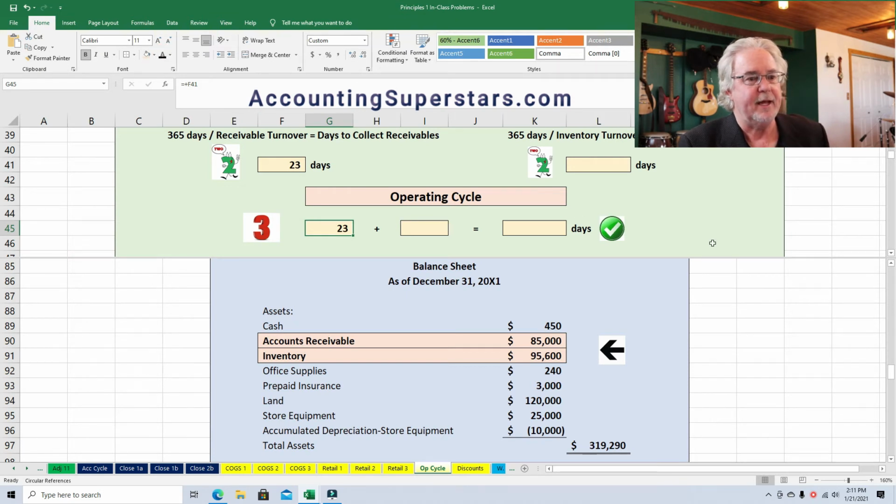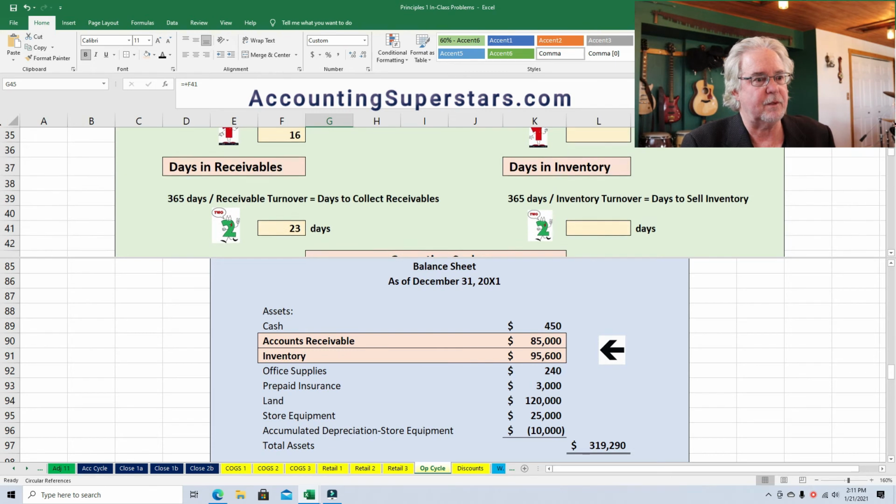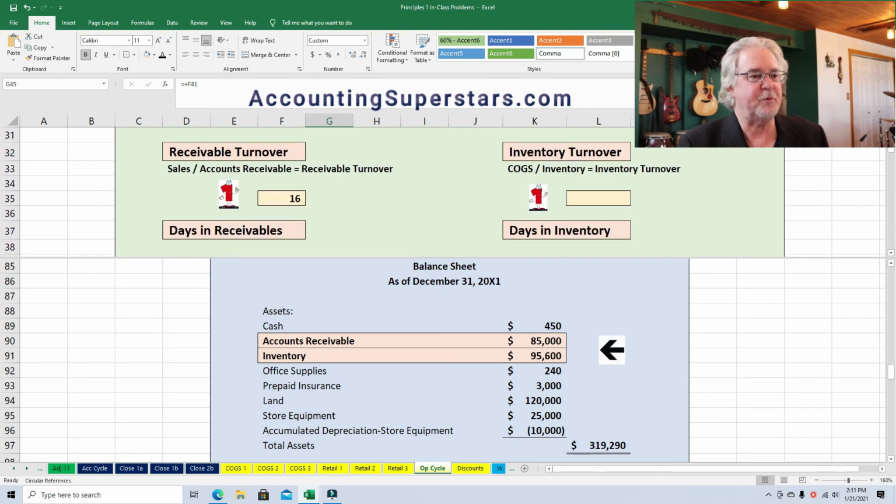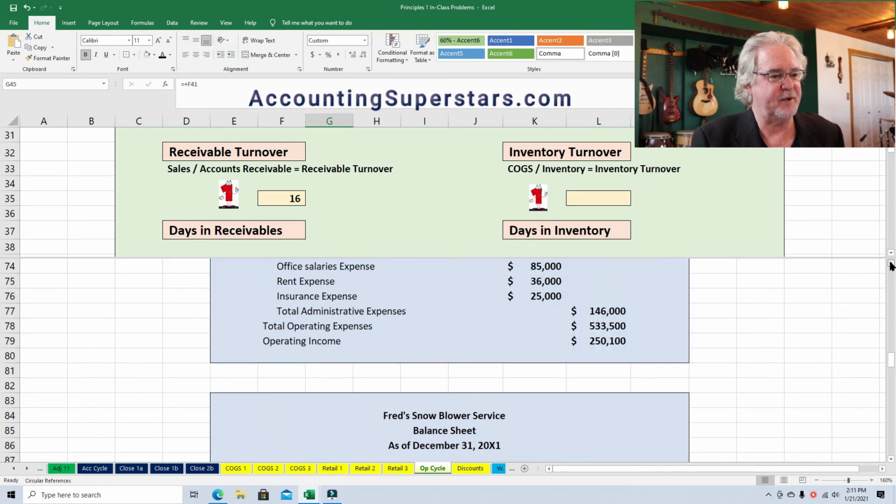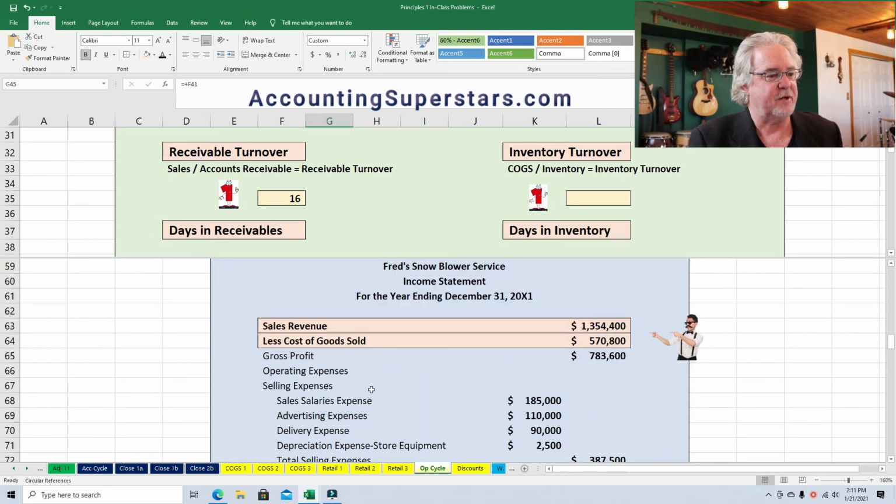All right. Now let's go over here to the inventory. So step number 1 with the inventory, cost of goods sold divided by inventory. So let's find cost of goods sold. And you might be wondering, where do you find cost of goods sold? Well, it's on the financial statements, on the income statement, all right? So here we are, income statement. Cost of goods sold, 570,800.